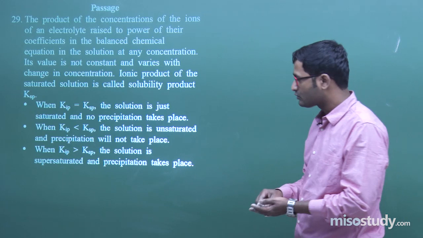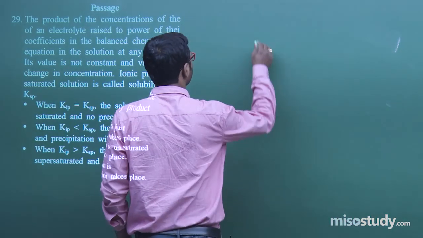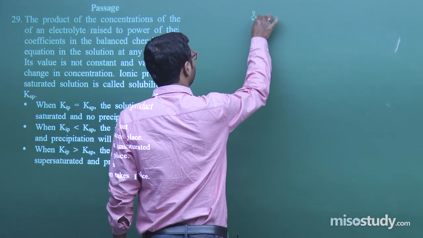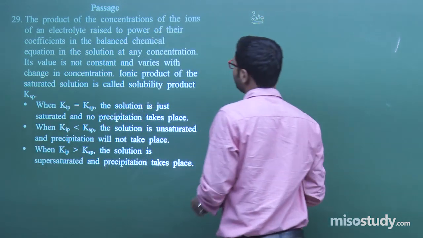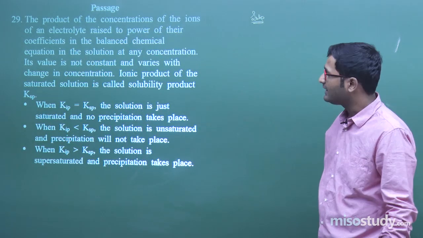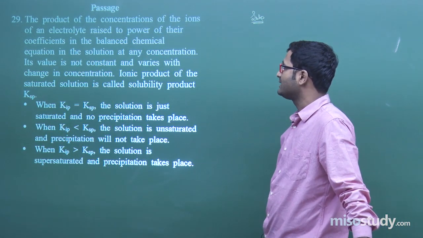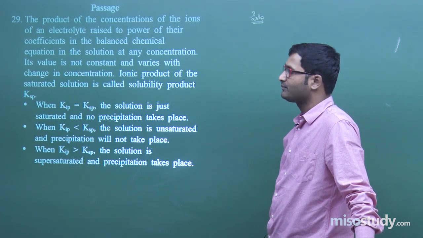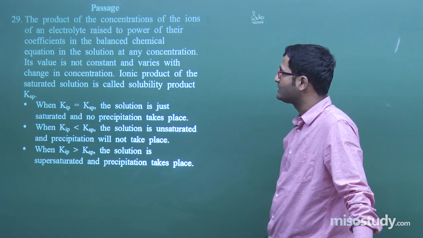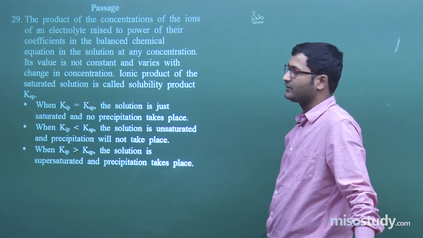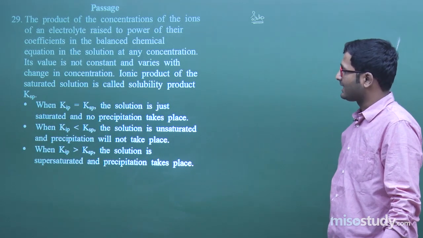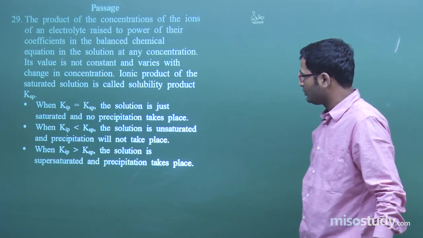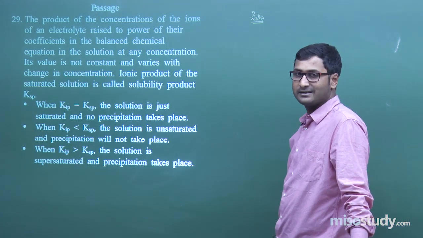Next question is question number 29. Now read the statement. Again, it is a passage type question. Read the question carefully. It is given here: the product of the concentration of the ions of an electrolyte raised to the power of their coefficient in the balanced chemical equation, in the solution at any concentration.